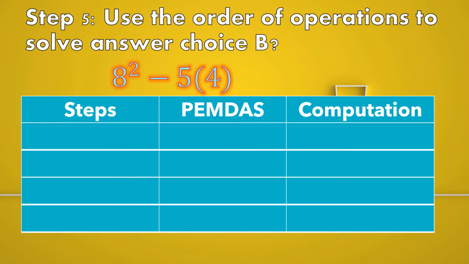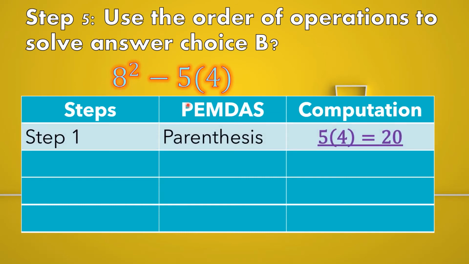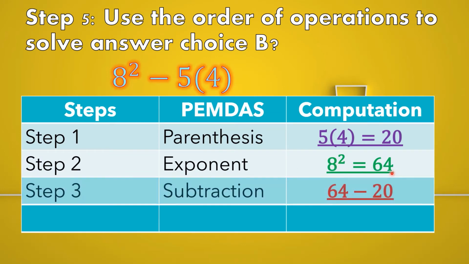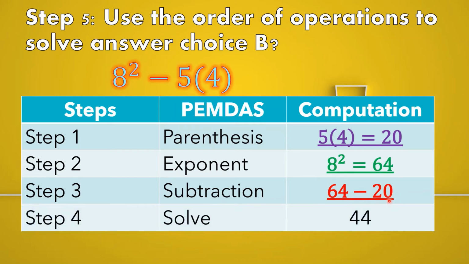The next answer choice, we're going to use the order of operations to solve answer choice B. 8 squared minus 5 times 4. We'll start with the parentheses, 5 times 4, which gives us 20. Then second, we will do the exponent. 8 to the second power is equal to 64. Next, we will do subtraction. 64 minus 20 equals 44.